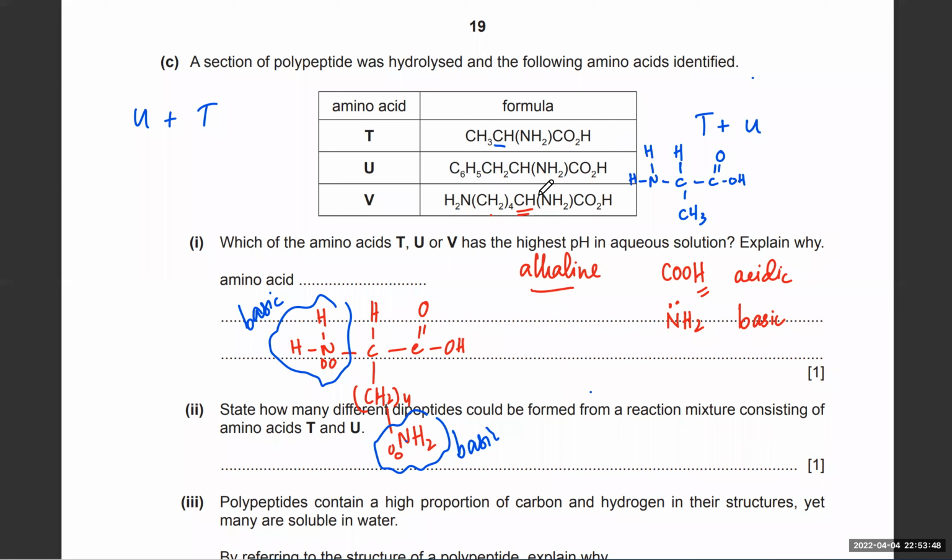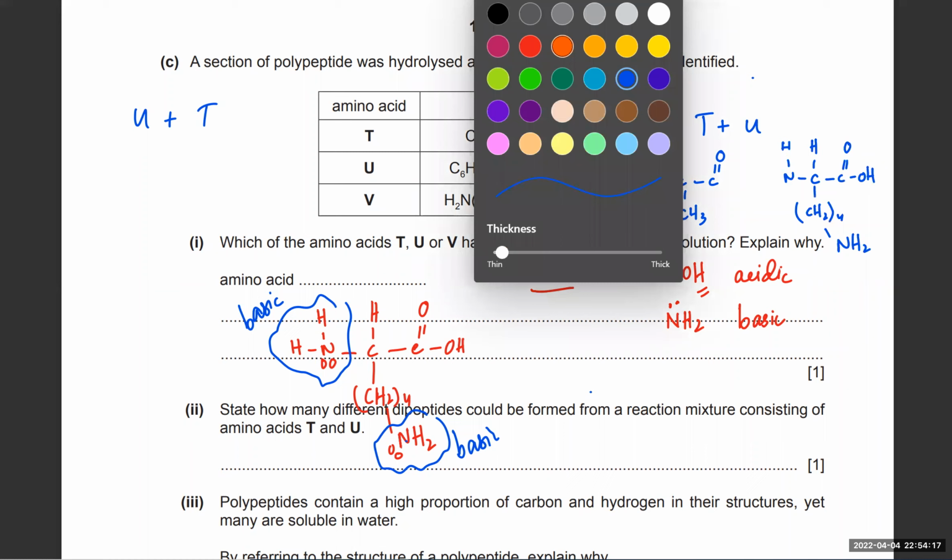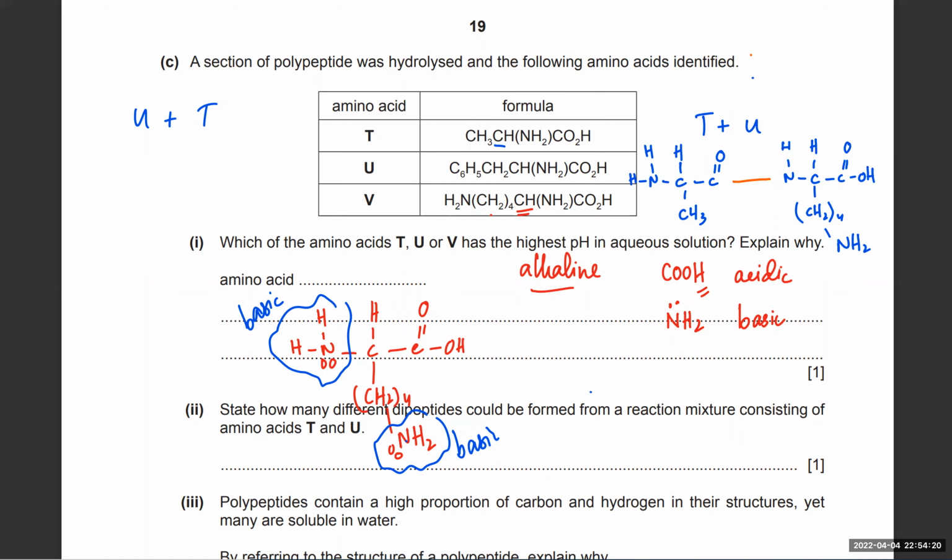And V is this big one. It's the same structure. You've got a double bond O and OH, and you've got an H, and you've got NH2. And at the bottom there is CH2 4 times, and then there is an NH2. So what will happen is that the H and the OH will go in the middle, and a linkage will be formed over here. That's your dipeptide. So that's one dipeptide.